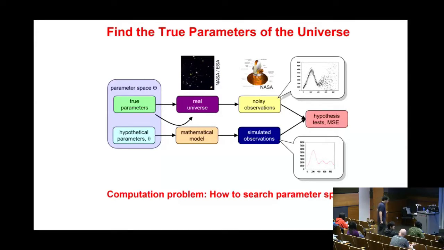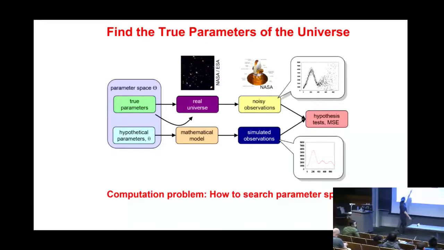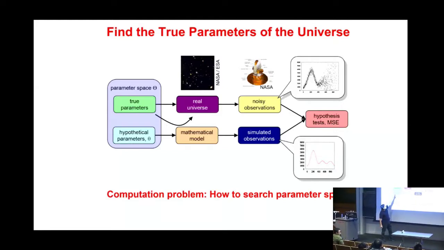So for example here, in the cosmology problem, this is the model that we are dealing with: the universe has some true parameters that we don't know. Those parameters generate the real universe. We cannot observe the whole real universe. We can just make some noisy observations with telescopes, and we got some observations.